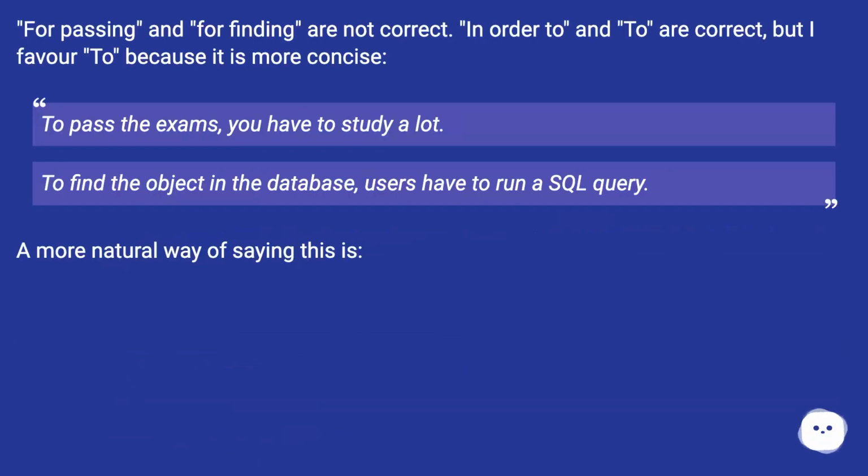For passing and for finding are not correct. In order to and to are correct, but I favor to because it is more concise. To pass the exams, you have to study a lot. To find the object in the database, users have to run a SQL query.